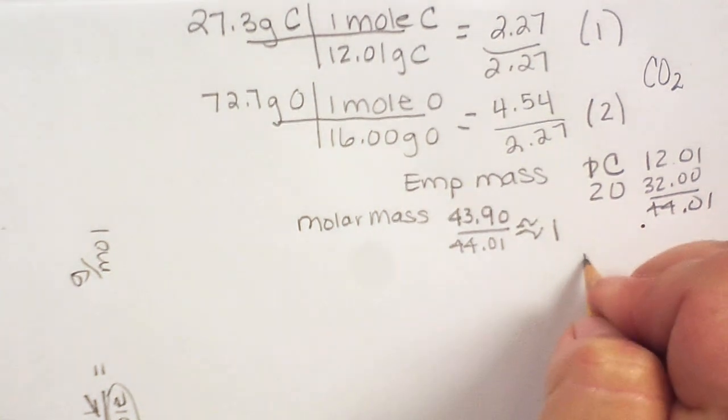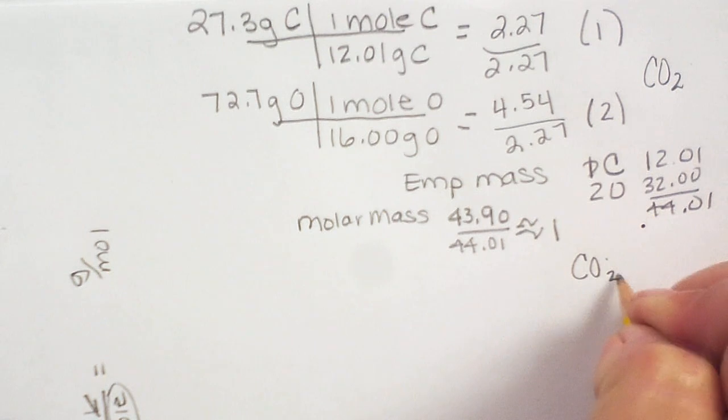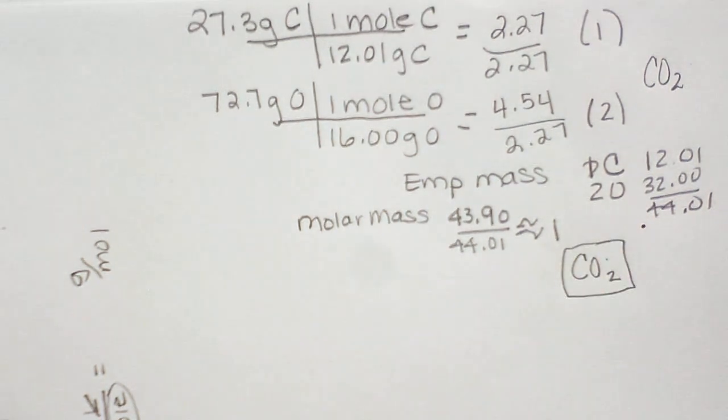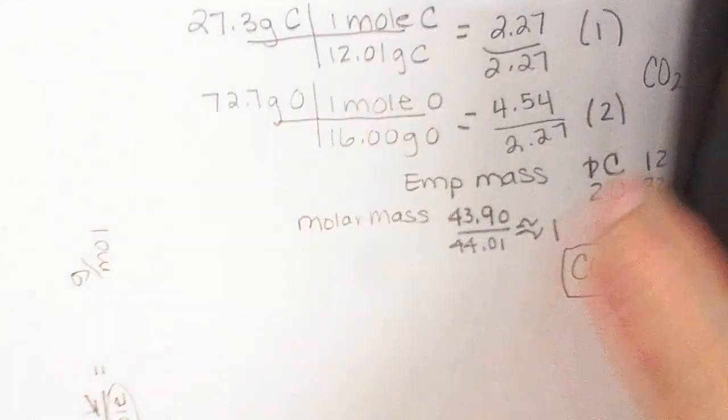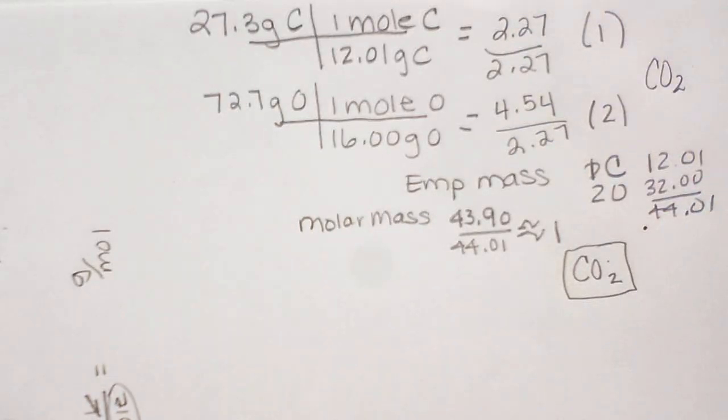So that means that CO2 is my molecular formula. Okay, if it was a 2, then I would multiply to get C2O4, right? But it's not, it's 1, so I'm good to go, all right? Okay, so you have to make sure that you find out your molar mass before you get started.